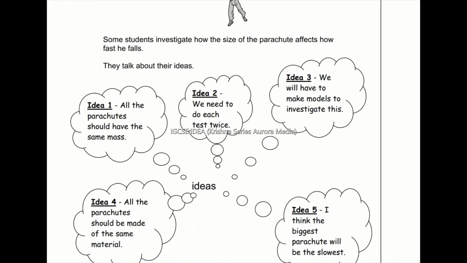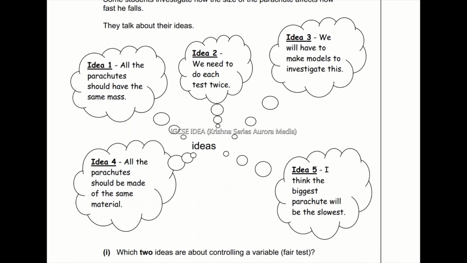They think about their ideas. They talk about their ideas. Idea 1. All the parachutes should have the same mass. Idea 2. We need to do each test twice. Idea 3. We will have to make models to investigate this. Idea 4. All the parachutes should be made of the same material. Idea 5. I think the biggest parachute will be the slowest.